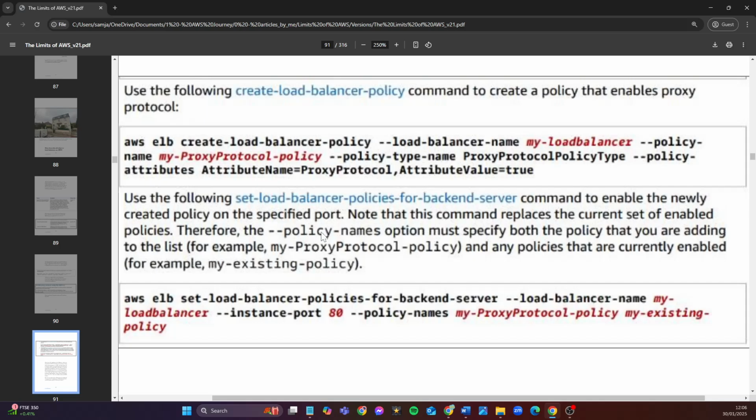The --policy-names option must specify both the policy you're adding and any policies that are currently enabled. And here they've given an example. It's called My Proxy Protocol Policy. So here, in red, My Proxy Protocol Policy, and any policies that are currently enabled. You've got to write them out as well. So they've put My Existing Policy. So that's a little bit about the importance of using the --policy-names parameter.